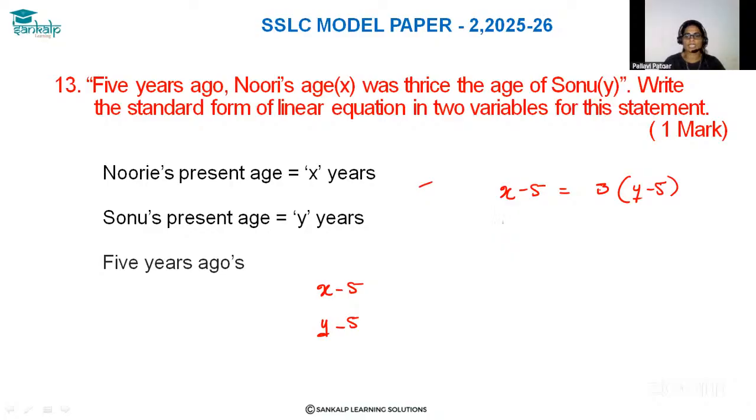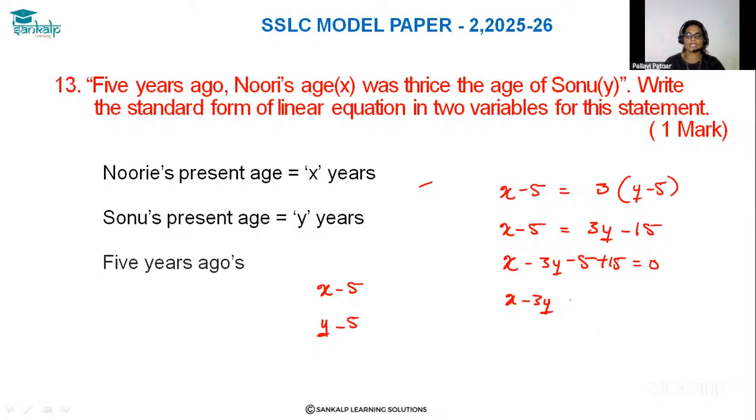That is ax plus by plus c is equal to 0 form, we express it now. So x minus 5 is equal to 3y minus 15. So rearrange this: x minus 3y minus 5 plus 15 is equal to 0. So x minus 3y, minus 5 plus 15 is plus 10, is equal to 0. So the standard form of the linear equation in two variables for the given statement is x minus 3y plus 10 is equal to 0. Thank you.